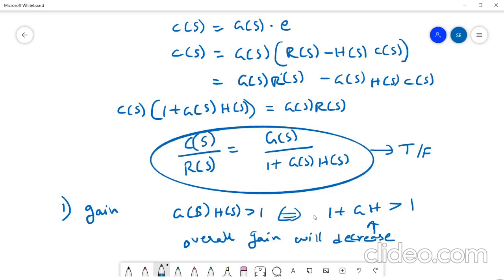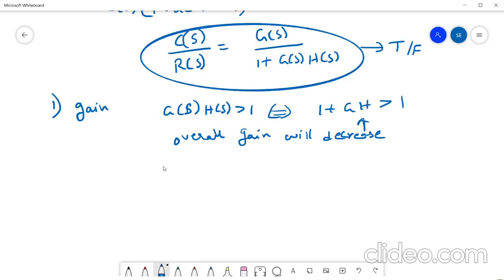Overall gain will decrease if I am increasing GH, right? Similarly, what happens if I am decreasing the GH value? If 1 plus GH is less than 1, if I am decreasing this term, it is getting decreased, right? What happens to overall gain?